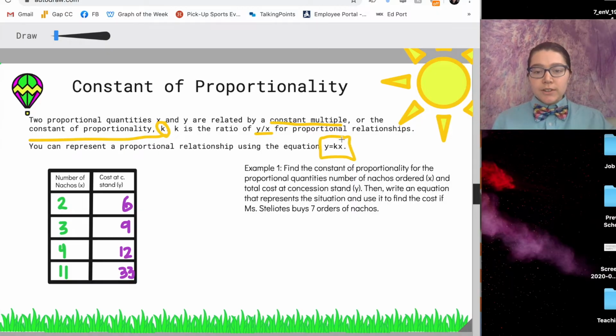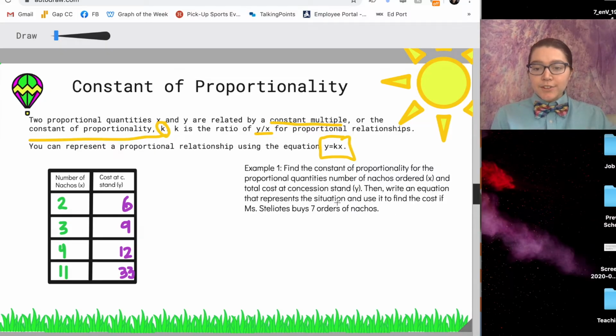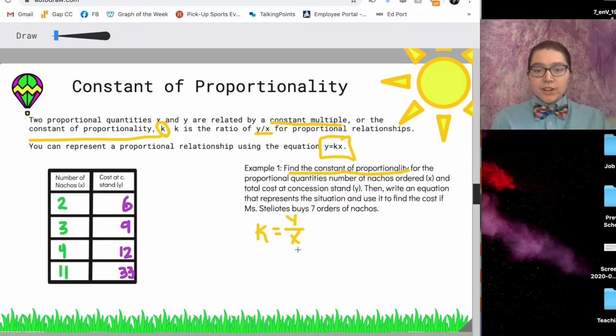For our first example, they're telling us to find the constant of proportionality for the proportional quantities between the number of nachos ordered, x, and the total cost at a concession stand, y. Then write an equation that represents the situation and use it to find the cost if Miss Teliotis buys 7 orders of nachos. Okay, so there's a lot going on there. But the first thing they tell me to do is to find the constant of proportionality. And again, I know that the constant of proportionality, which we often call k, is equal to the ratio of y divided by x. So let's go to our table and try to figure that out.